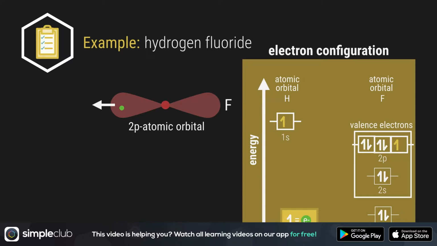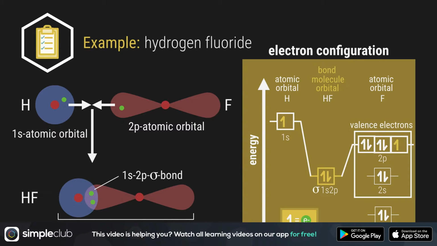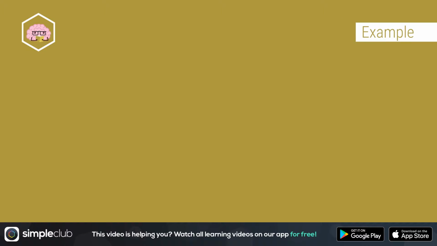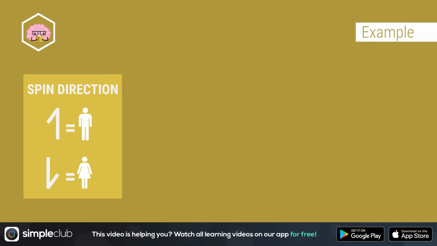In it, the dumbbell-shaped p orbital and the spherical s orbital overlap. The two single electrons pair up and form a bond. It is also important that the direction of the spin of the electrons is opposite. You can imagine a couple, for example. Depending on the direction of the spin, you can imagine men and women.